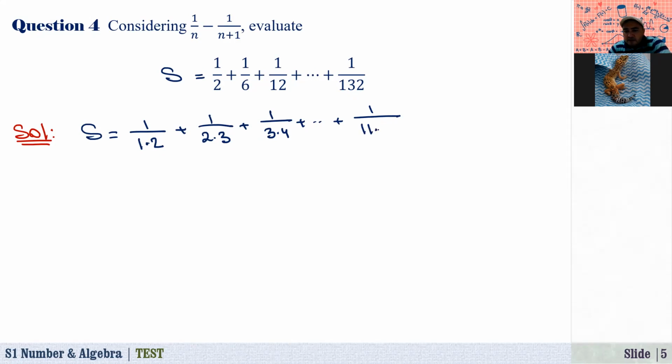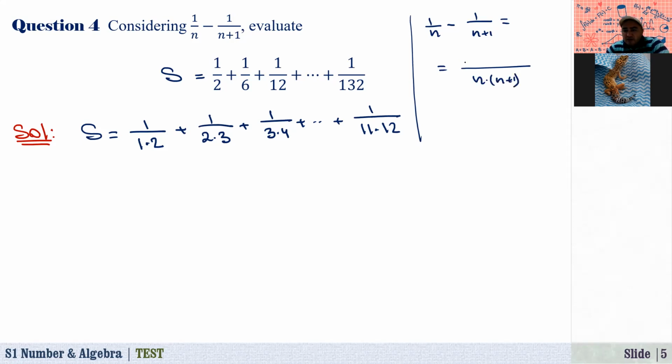So that is 11 times 12, because 10 times 12 is 120, plus 1 more 12 is 12, and we add them up, we get 132. Now, using this, if you notice here, we write 1 over n minus 1 over n plus 1 is equal to, the common denominator is n times n plus 1.